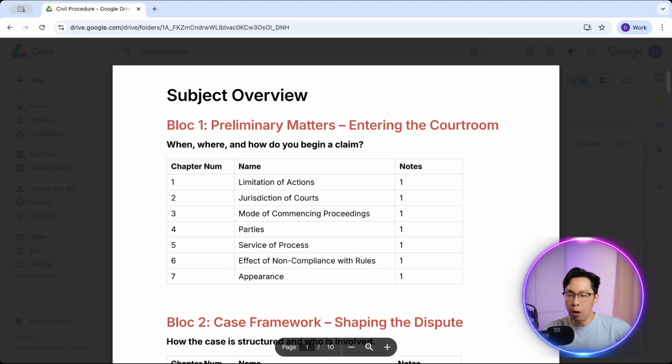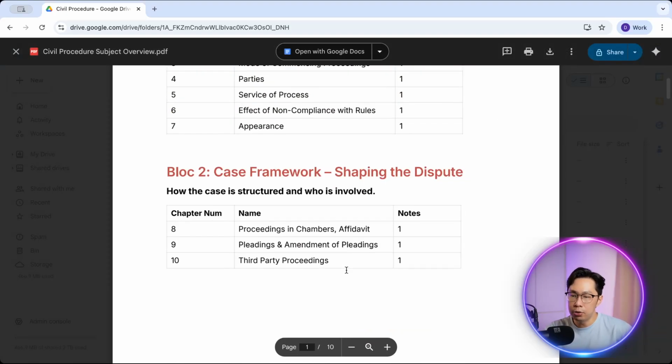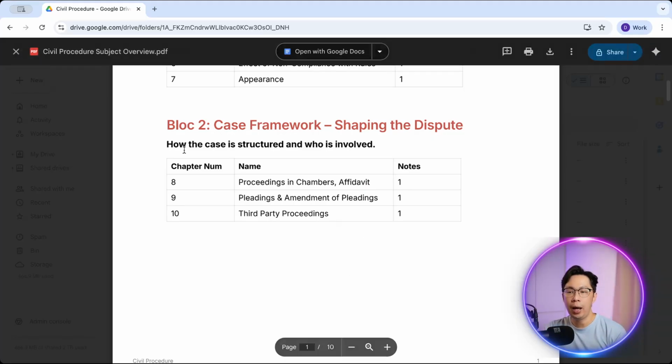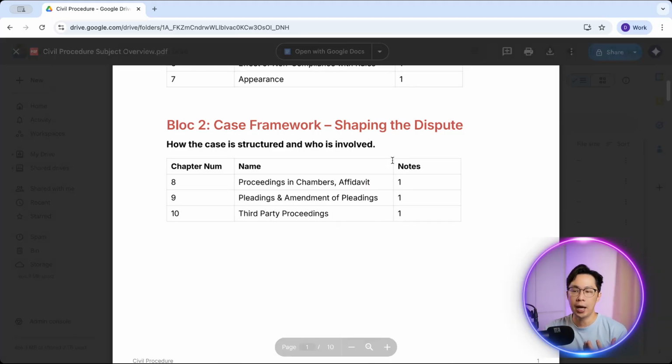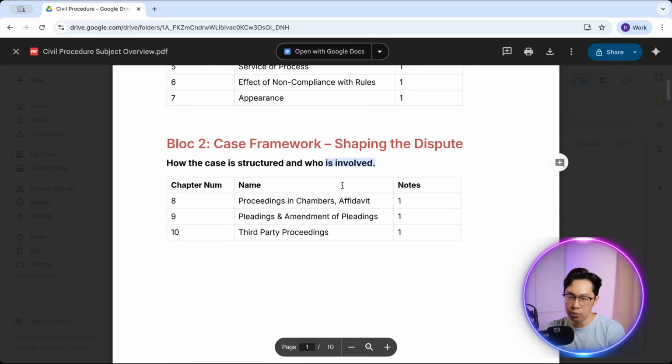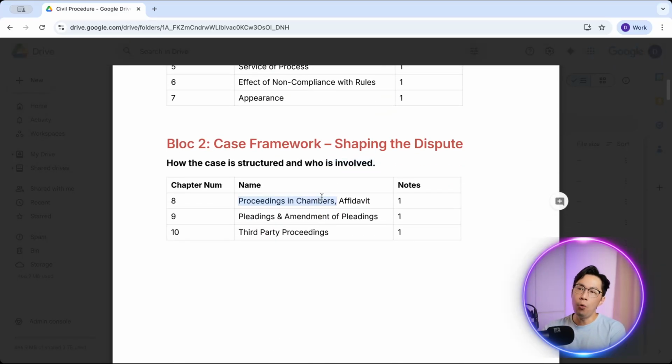Now we are into block 2. So what is block 2? Shaping the dispute. How the case is structured and who is involved. Now, maybe you say who is involved is in parties, yes, okay. But what about, we always say, applying by notice of application with supporting affidavits. So what is the affidavit?